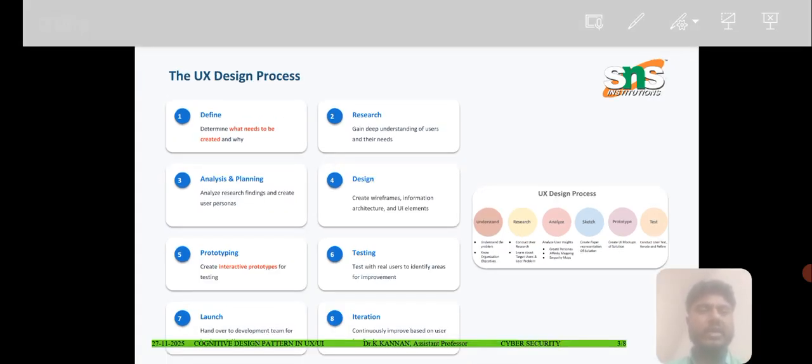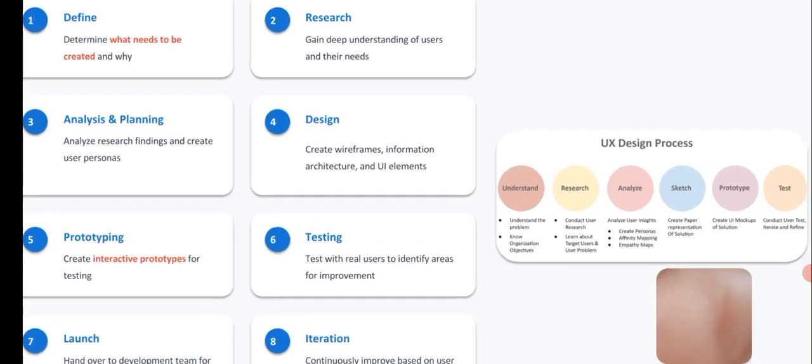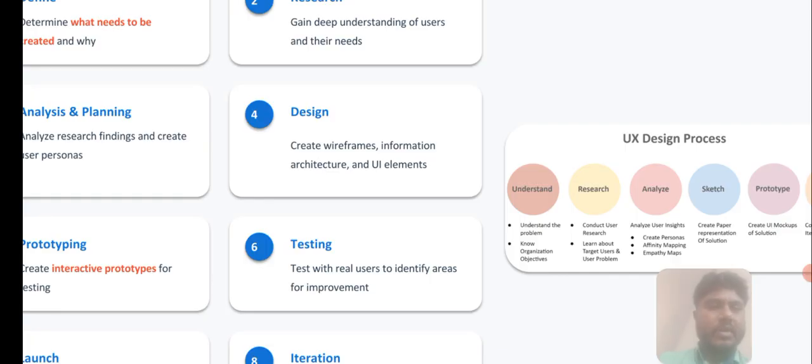That is the UX design process: understand, research and analysis, sketch, and prototype. Those are the processes of UX design.